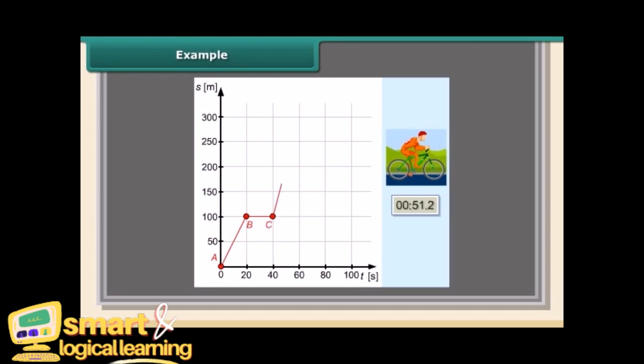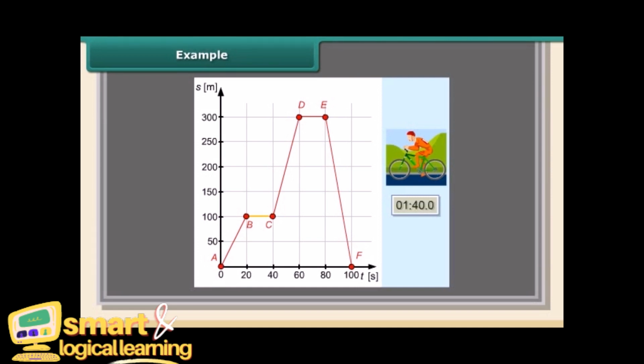From the graph, we can determine the location of the cyclist at a given moment, the type of motion with which he was traveling along particular segments, his speed, the distance he covered, and even his direction of movement. So from segment AB, we can discover that the cyclist covered a distance of 100 meters in 20 seconds, moving at a constant speed of 5 meters per second.